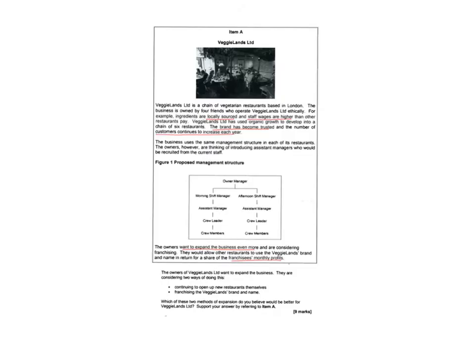So we're going to use an example of Veggielands. And again, this is based on the new spec, and the owners of Veggielands want to expand the business. They're considering two ways of doing this: continuing to open up a new restaurant themselves, so that would be an example of organic growth, but also another organic growth technique would be franchising the Veggielands brand and name, but there's a little bit less control involved within that. So which of these two methods of expansion do you believe would be better for Veggielands Limited? Support your answer by referring to item A.